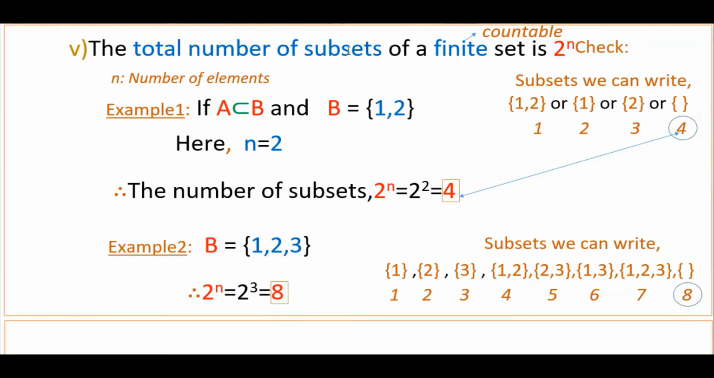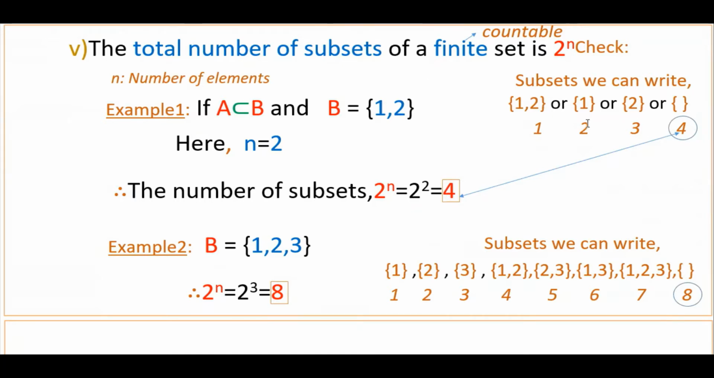So here, the total number of subsets of a finite set. Here B is a finite set, that is, it has a countable number of elements. 1, 2, you can count. So this is a finite set. So the total number of subsets of B here is 4.